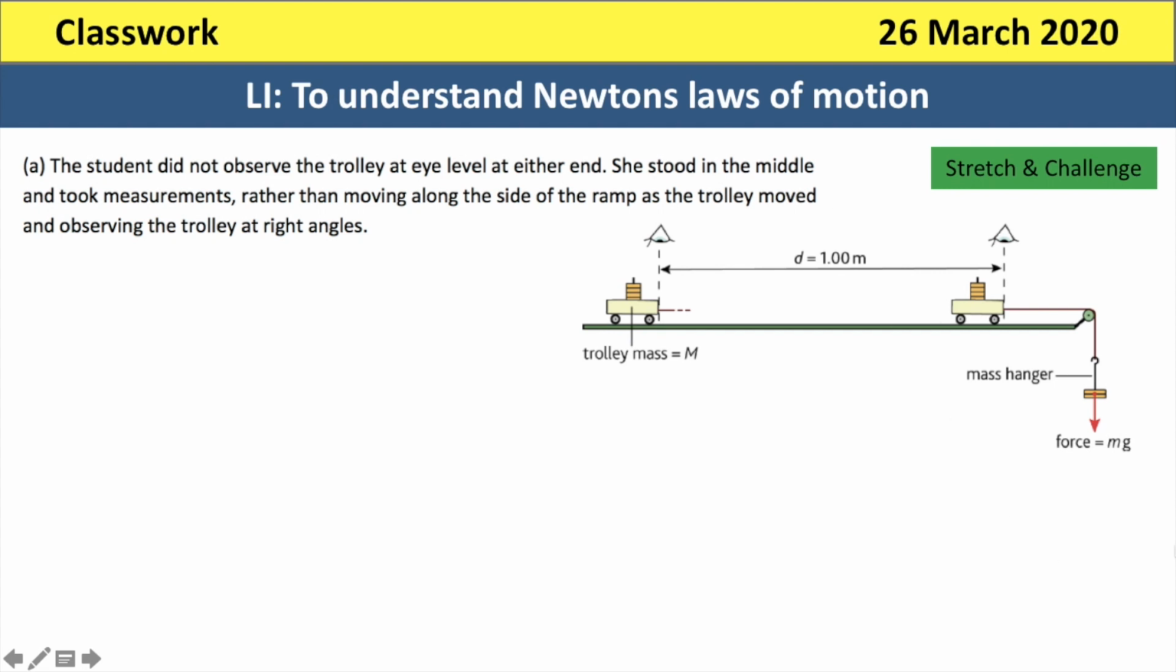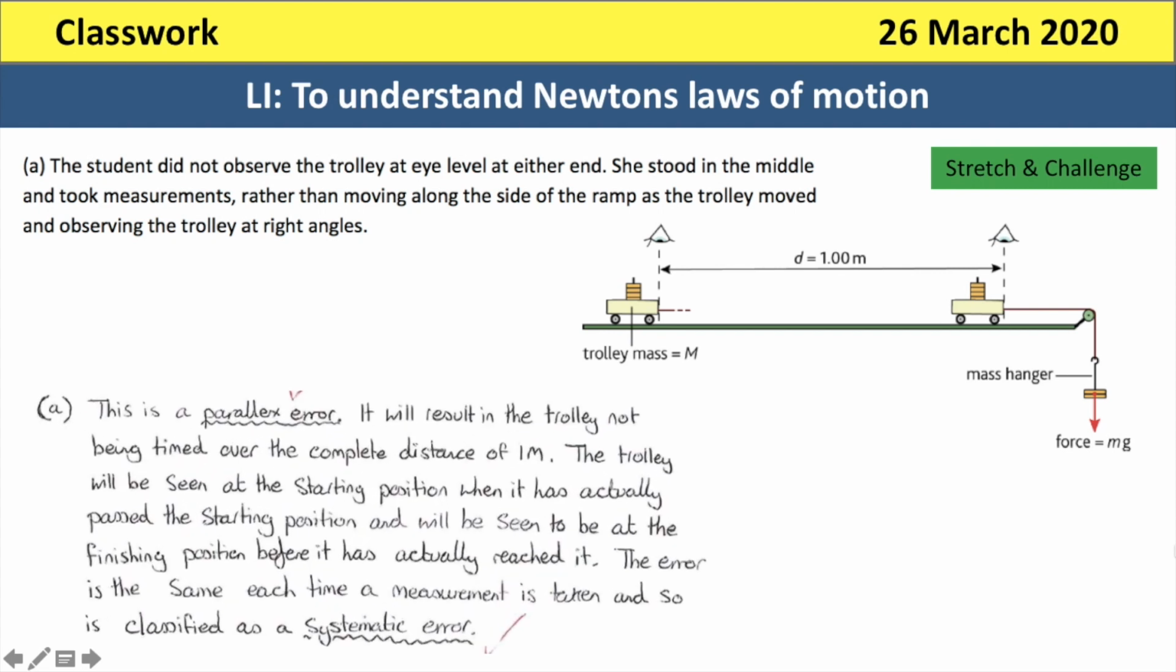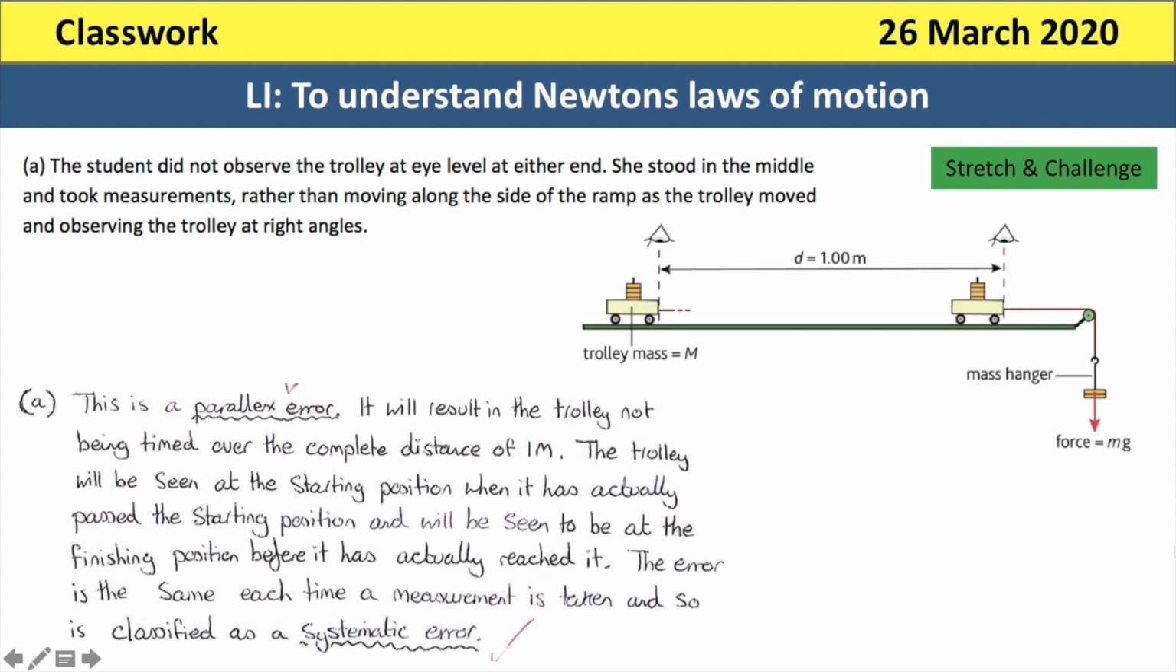Now that obviously is what we call a parallax error, so you will get a mark if you refer to the fact that this is a parallax error. Now that means that she won't time a complete distance of 1 metre because the trolley will be seen at the starting position when it's actually past the starting position, and it will be seen to be at the finishing position before it's actually reached it because of this parallax error.